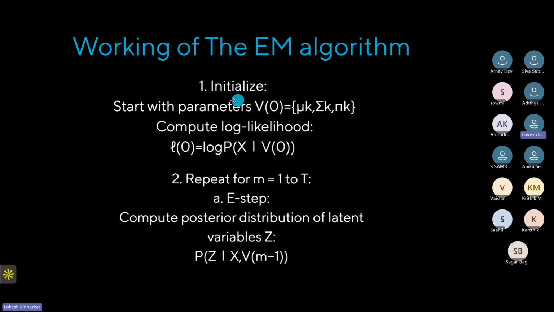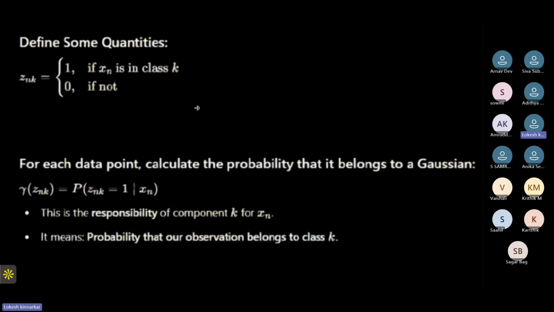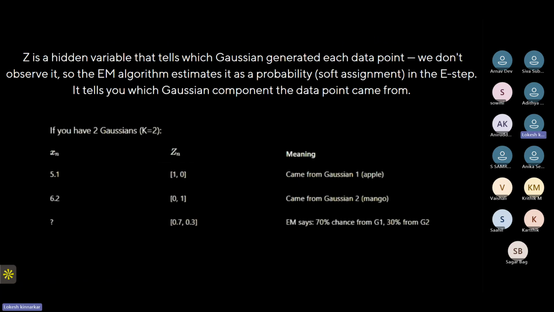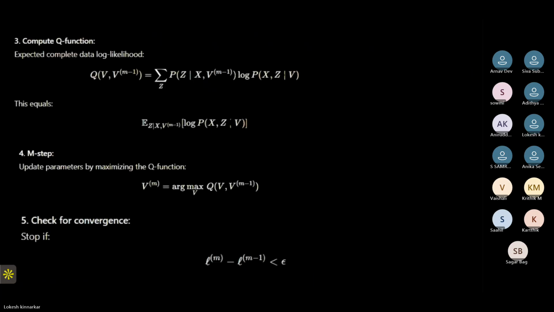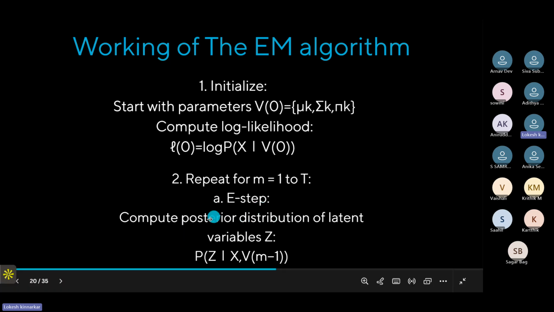So in the EM algorithm, we have to initialize, that is, start with the model parameters, as we did in this particular step as well, where we initialized certain Gaussian distributions. So essentially you are defining the mu's and the sigmas. After you start with certain model parameters, you compute the log likelihood based on these parameters, and you repeat this for t iterations. You start from m equal to 1 to t, and you define the expectation step and the maximization step. So what you do is you compute the responsibilities, that is the posterior distribution of latent variable z, that is probability of z given x and theta.